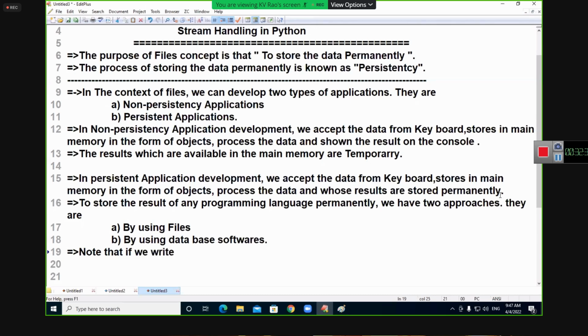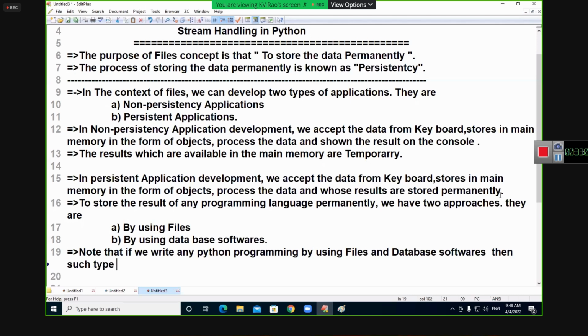any Python program, if we write any Python programming by using files and database software, then such a type of applications come under what? Come on, students. Persistent applications we can call.